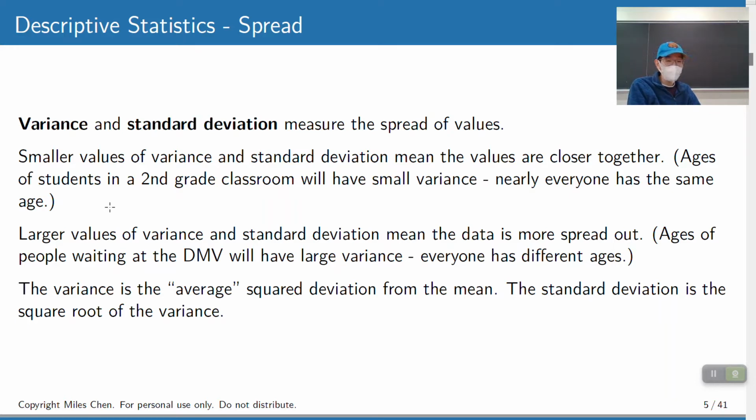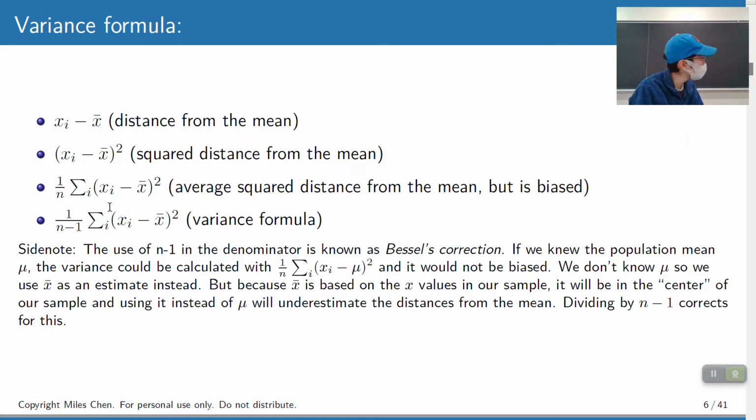So we can think of the definition of the variance as the quote-unquote average squared deviation from the mean. And then the standard deviation would be the square root of the variance. And so if we review the formula, the variance is 1 over n minus 1 times the sum of xi minus x bar quantity squared. We can get to that by first looking at xi minus x bar. That's the distance from the mean. Xi minus x bar quantity squared would be the squared distance from the mean.